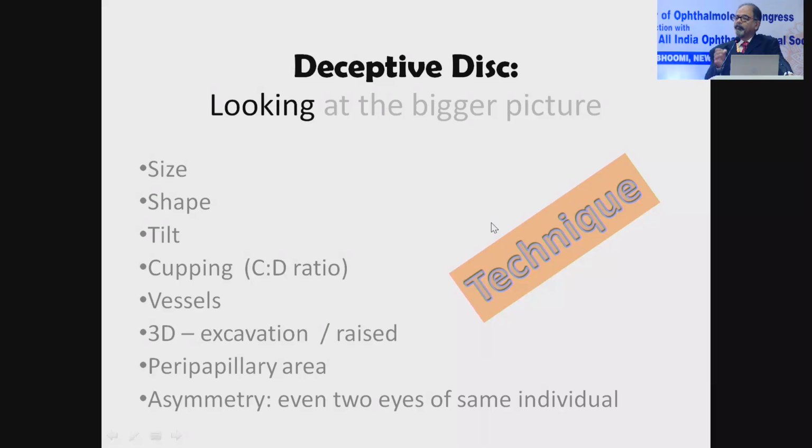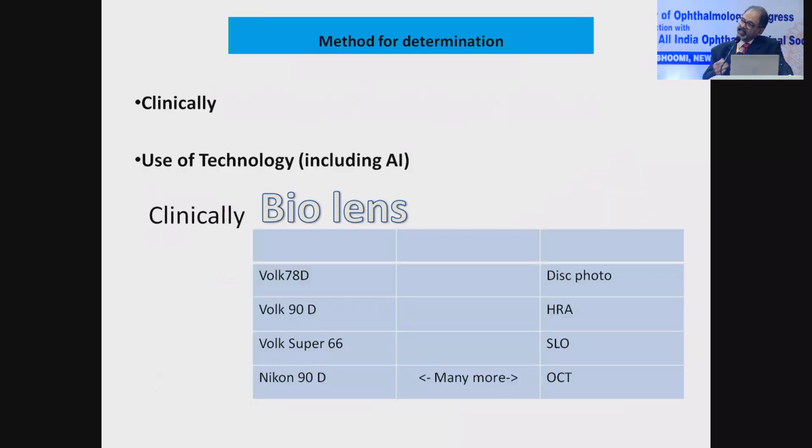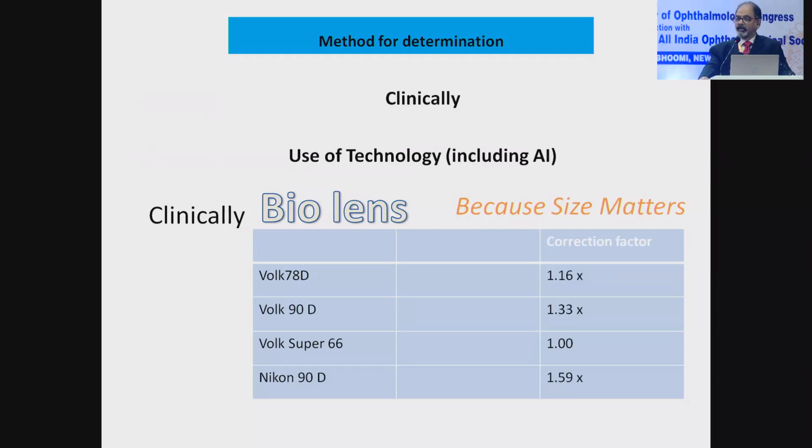So the technique is very important. Light in the room has to be ambient, thin beam, use the slit lamp for its slit, and focus if possible with a dilated pupil. I know people have less and less time, but at least do the initial evaluation, and then document. We can use lots of techniques. We can use the technology bit, which is disc photos, HRA, SLO, and so on, and we can use various lenses. But one thing you have to remember, size does matter. There's a magnification factor, there's a correction factor for each lens.